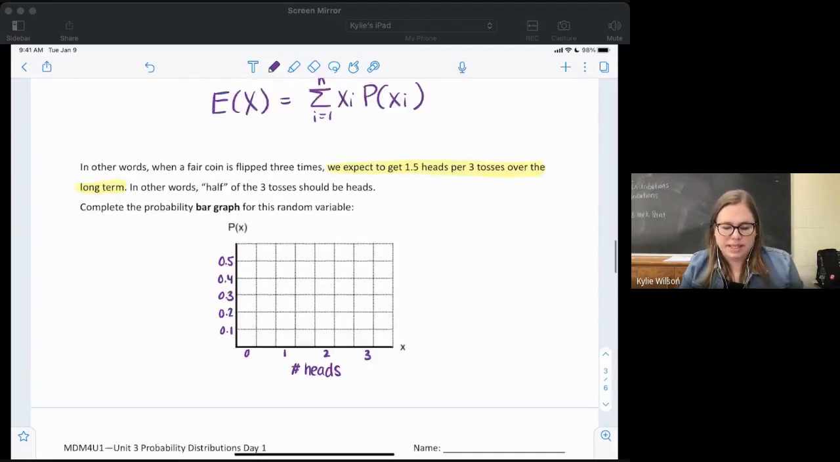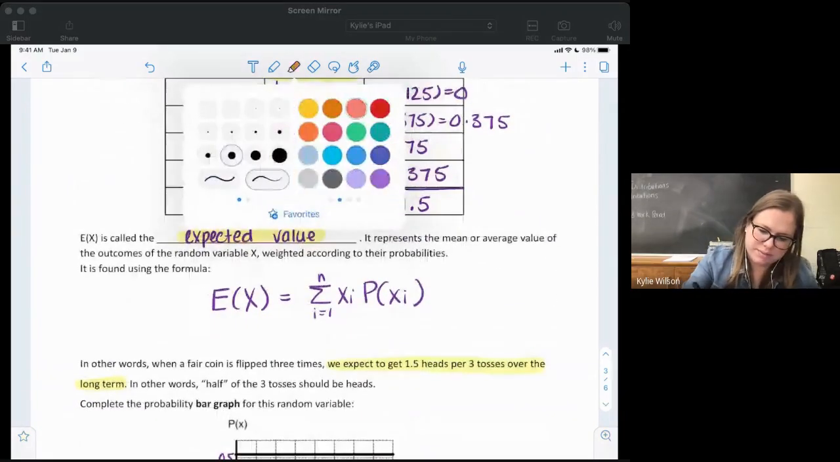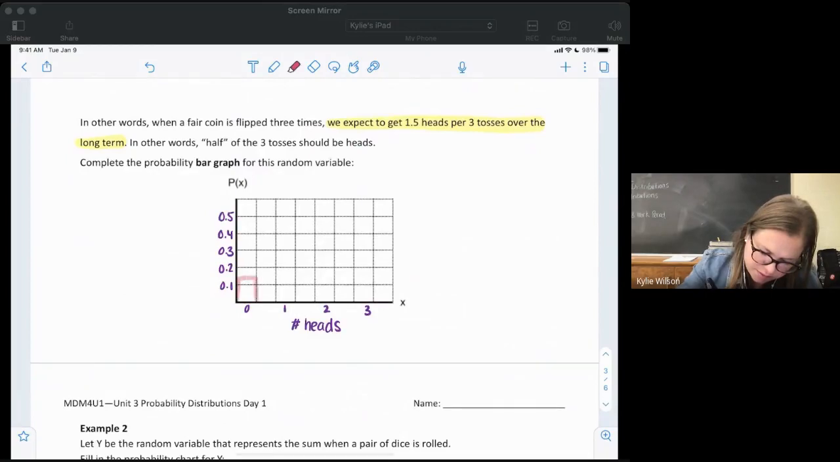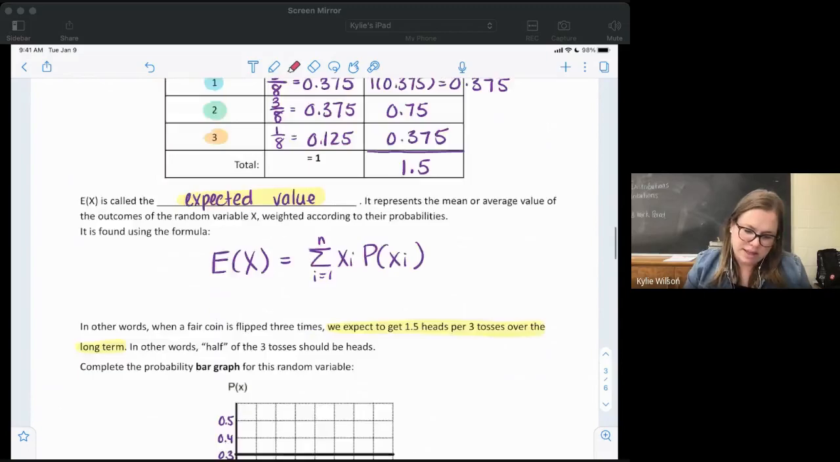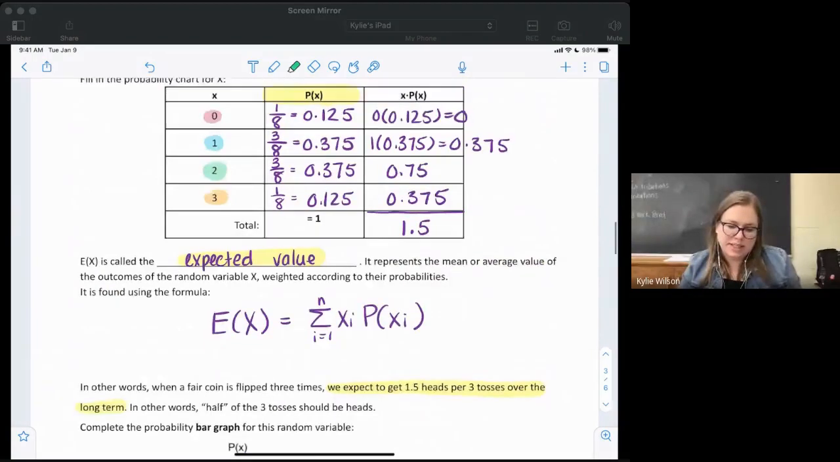Now, I'm just going to use the probabilities and draw it on the graph. Remember, this is our probability chart, not this one. The probability of the first one is 0.125. There we go. Now these aren't going to be perfect, and that is okay. We'll just do the best we can. That's the first one. The next one, 0.375. There we go. Then we have 0.375 again. And finally, the last one is 0.125 again.